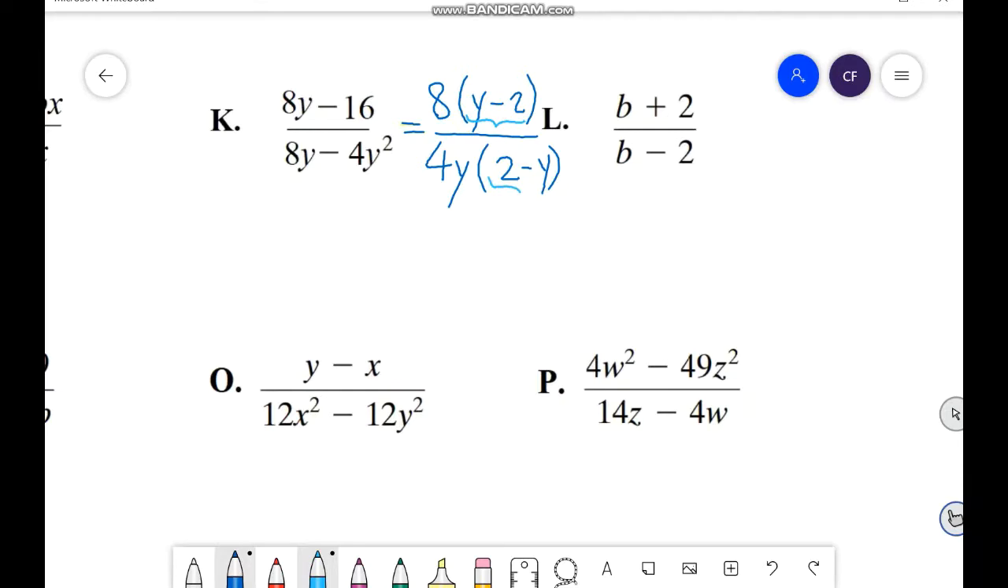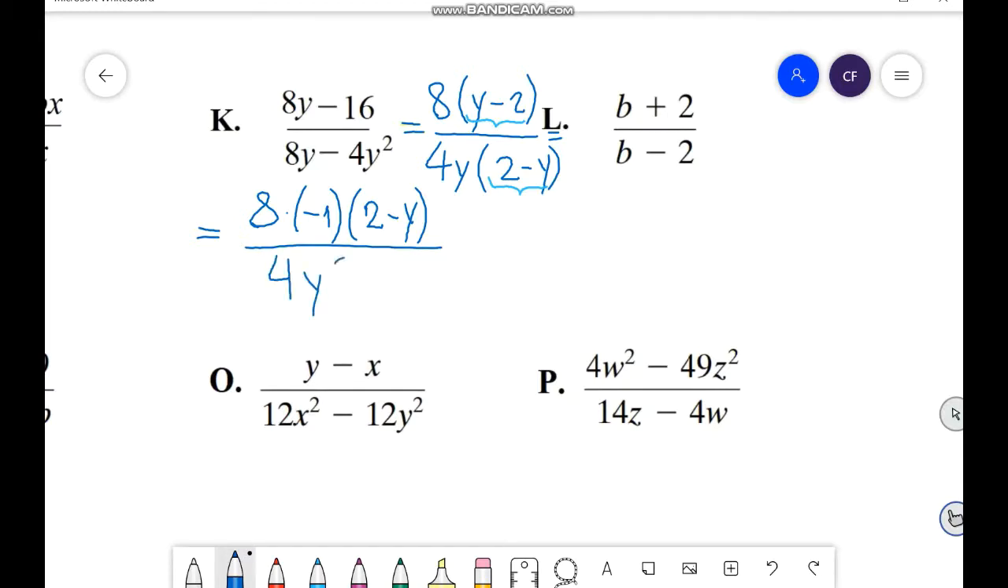These factors here, they look like they are the opposite. See? y minus 2, and at the bottom we have 2 minus y. Maybe they are the opposite. To be sure, if they are the opposite, you factor out negative 1 of the numerator or the denominator, doesn't matter. So let's factor out on the numerator, negative 1, 2 minus y, over, on the bottom 4y, 2 minus y.